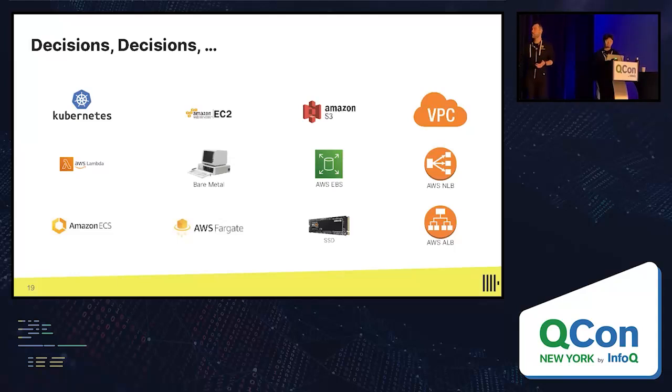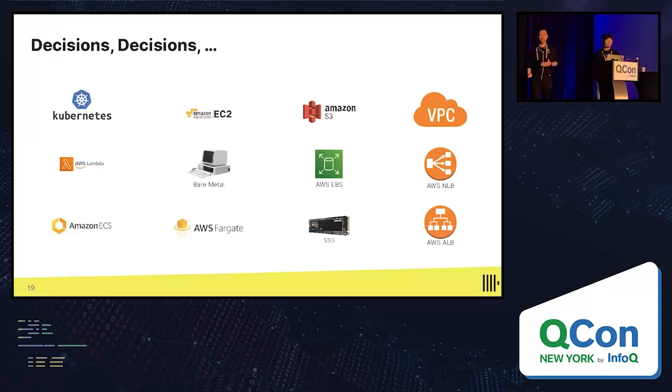For compute, we have things like Kubernetes, we have EC2. Even within EC2, we have different flavors of that. We have VMs, we have bare metal. On the more managed side of services, we have things like Lambda, Amazon ECS, and Fargate. For storage, there's a number of options. We have things like Amazon S3 object storage. We also have AWS EBS volumes, and even some EC2 instances have SSD disks attached to them.